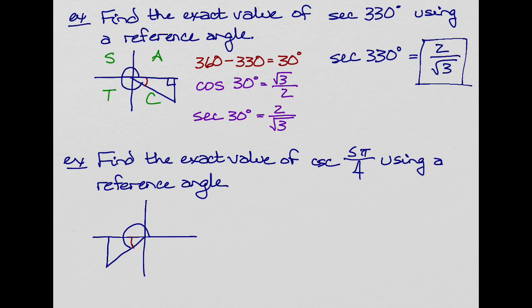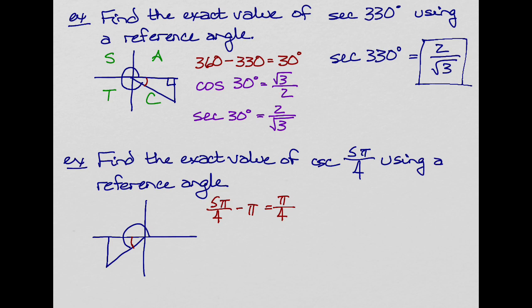In quadrant 3, I can find reference angles by taking my original angle and subtracting 180 degrees or pi. 5/4 minus 1 is 1/4, so I got pi over 4 as my reference angle. So all the trig functions of 5 pi over 4 are the same as the trig functions of pi over 4, possibly except for the positive or negative sign.